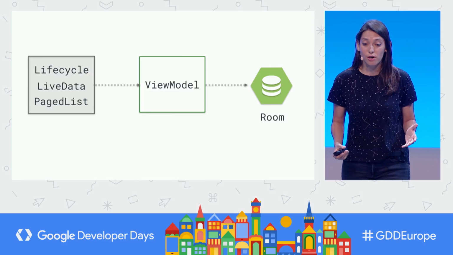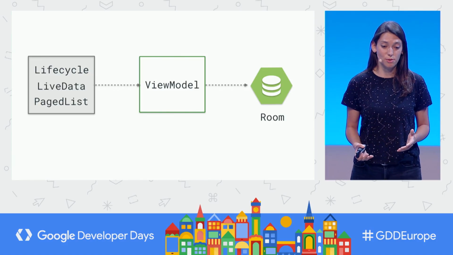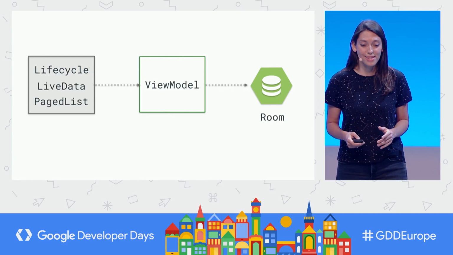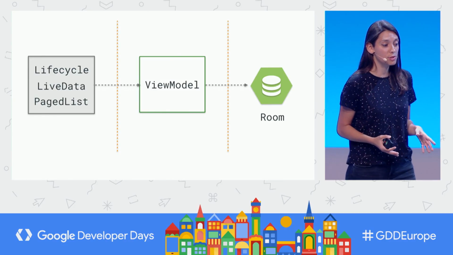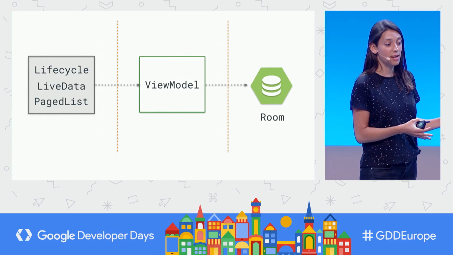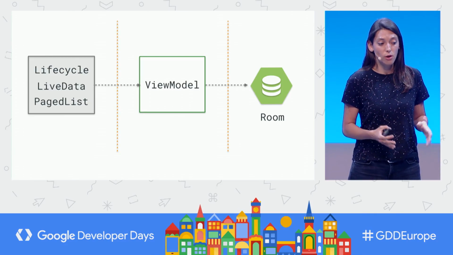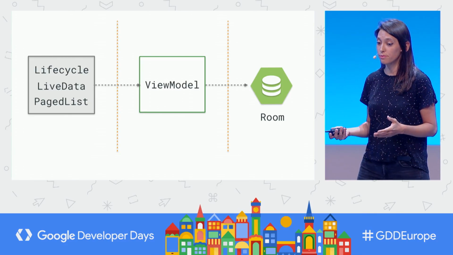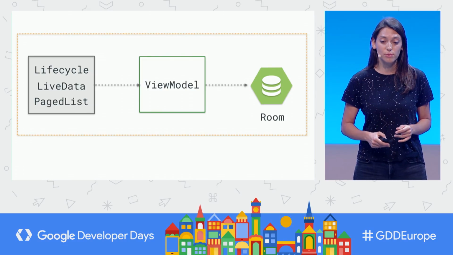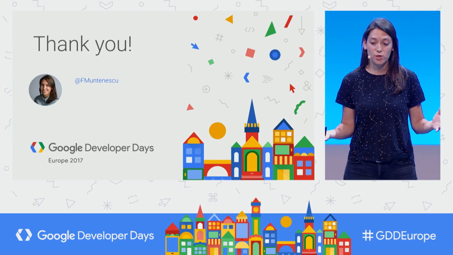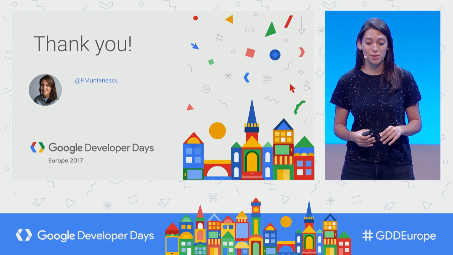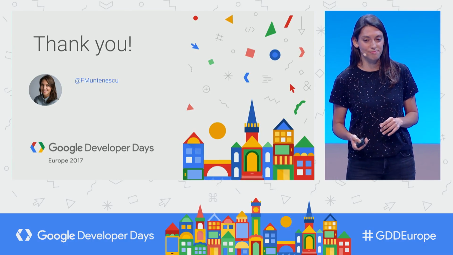We have a lot of new concepts and components with architecture components. But the thing is, you can use them separately. So if you want, you can use only Lifecycle, LiveData, and PagedList, or only ViewModel, or only Room, but you can also use them together. So start using the architecture components to create a more testable architecture for your application. Thank you.